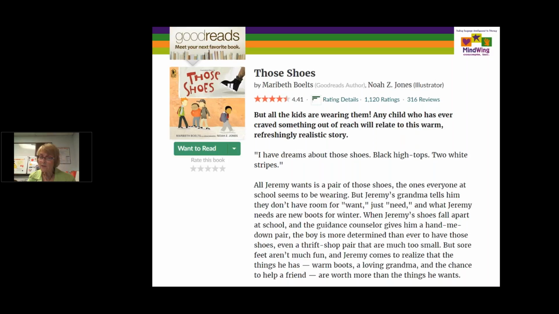When Jeremy's shoes fall apart at school, the guidance counselor gives them a hand-me-down pair. The boy is more determined than ever to have those shoes, even a thrift shop pair, that are much too small. But sore feet aren't much fun, and Jeremy comes to realize that the things he has, warm boots, a loving grandma, and the chance to help a friend, are worth more than the things that he wants.